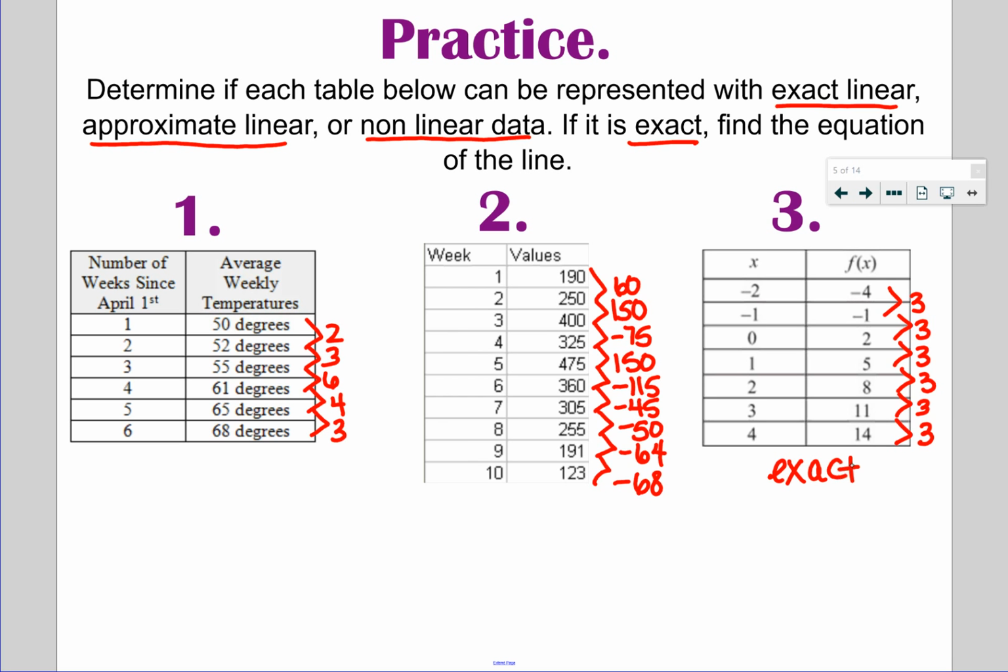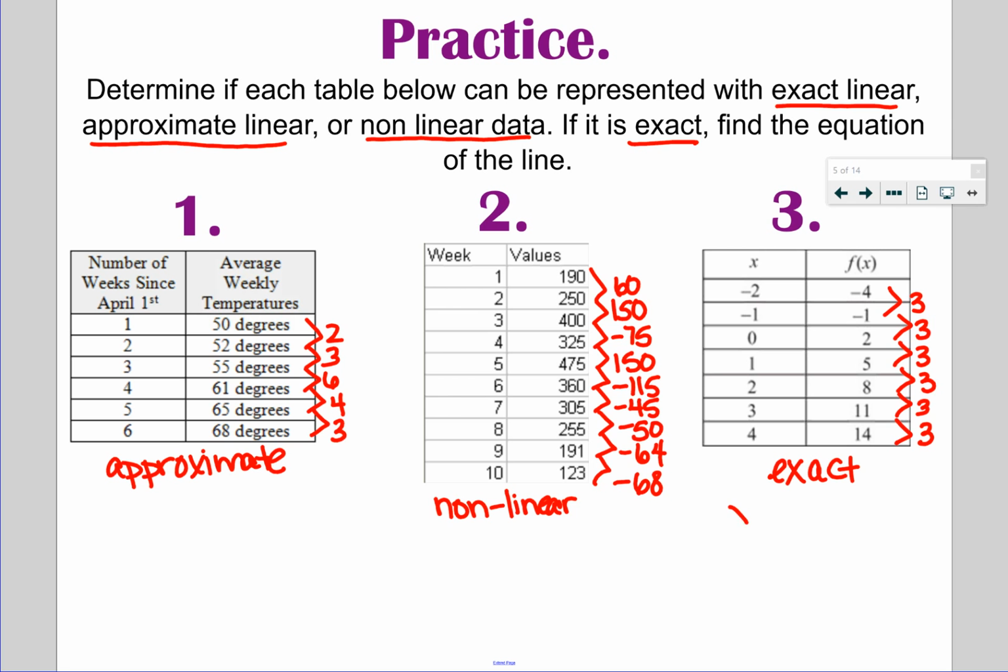Then we want something that's approximate. Number 1 is approximate linear. They're all similar type of values, but not the same number consistently. And then finally, number 2 is your non-linear example. Some are positive, some are negative, and these numbers are very, very different as we're going through.